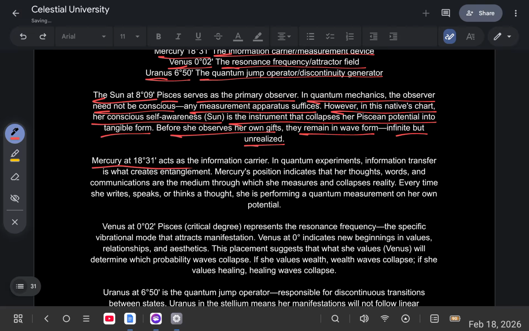Mercury at 18 degrees 31 acts as the information carrier. In quantum experiments, information transfer is what creates entanglement. Mercury's position indicates that our thoughts, words, and communications are the medium through which she measures and collapses reality. So every time she writes, speaks, or thinks a thought, she's performing a quantum measurement on her own potential.